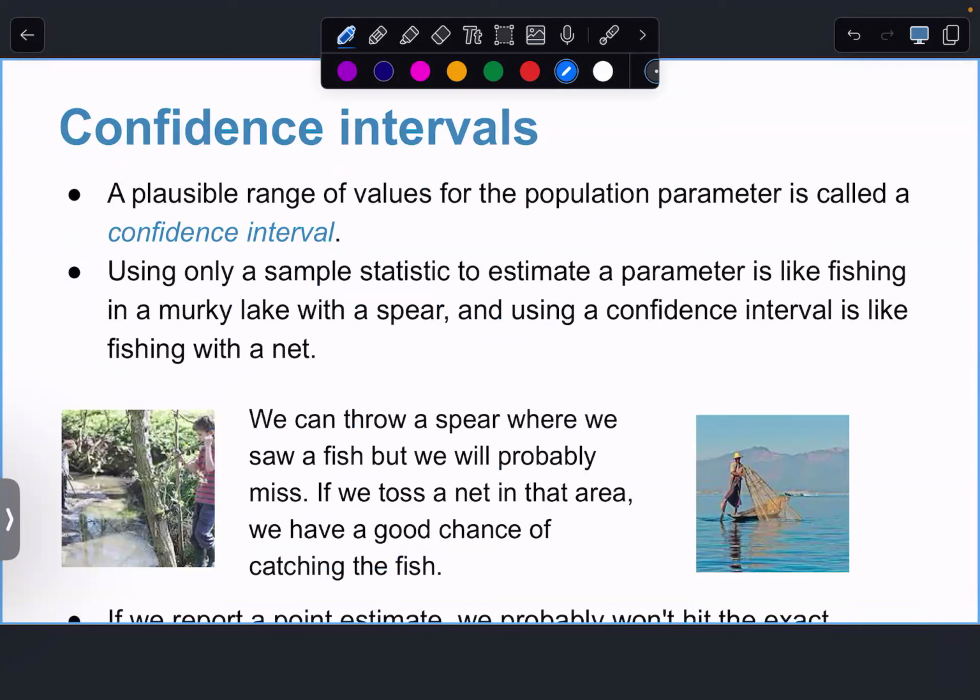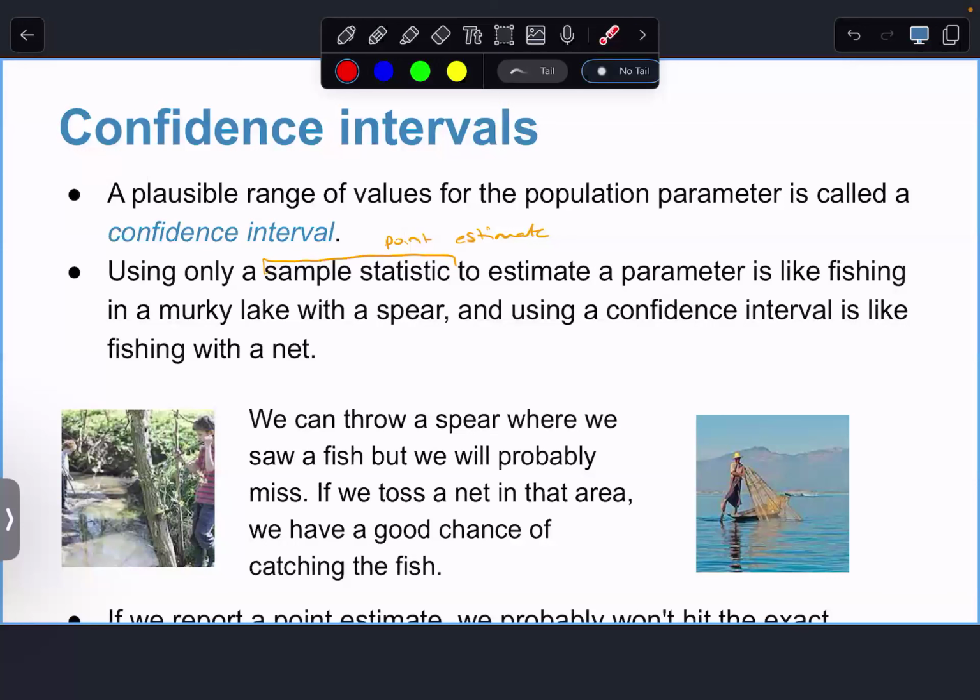So taking it way back, a confidence interval is a plausible range of values for this population parameter, right? And it's called the confidence interval. Using only a sample statistic or a point estimate, because we have that terminology already, to estimate a parameter is like fishing in a murky lake with a spear, just kind of a cute thought, or I guess not, if you're fishing.